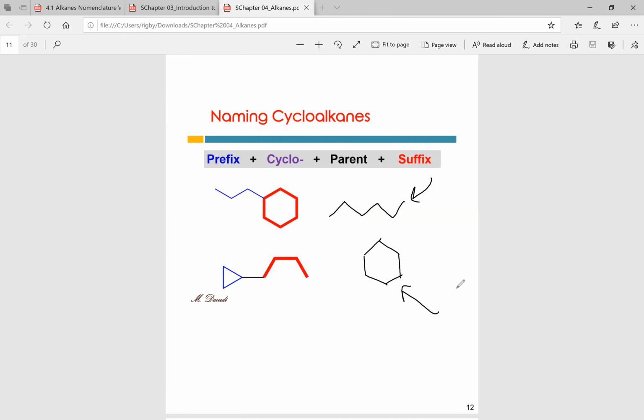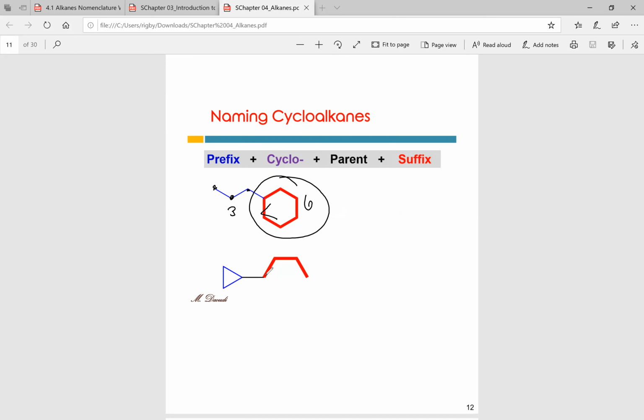Okay, and so when we're talking about naming cycloalkanes, the parent chain is either going to be the cyclo or the straight carbon chain that's coming off of it. It just depends on which one is going to have more carbons. So let's look at these 2 examples. This is a cyclohexane, so it has 6 carbons, and what's attached to it is a propyl group, which has 3 carbons. 6 is greater than 3, so our cyclohexane is going to be our parent chain.